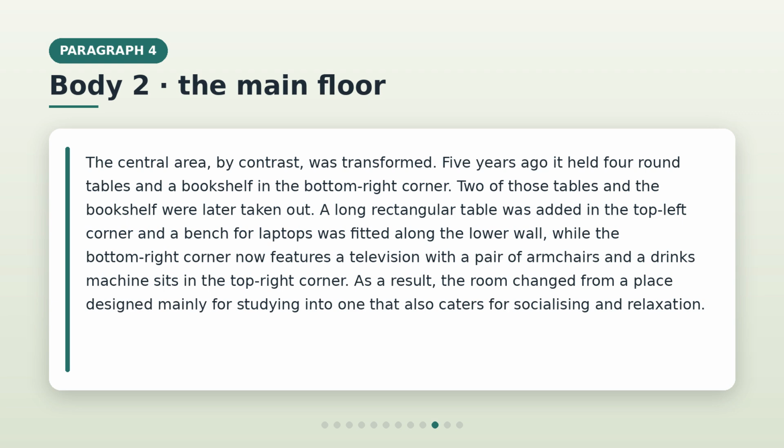A long rectangular table was added in the top left corner, and a bench for laptops was fitted along the lower wall, while the bottom right corner now features a television with a pair of armchairs, and a drinks machine sits in the top right corner. As a result, the room changed from a place designed mainly for studying into one that also caters for socializing and relaxation.